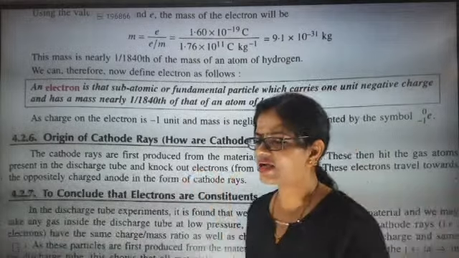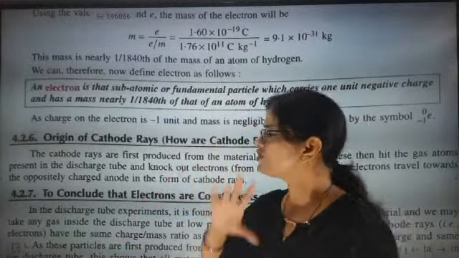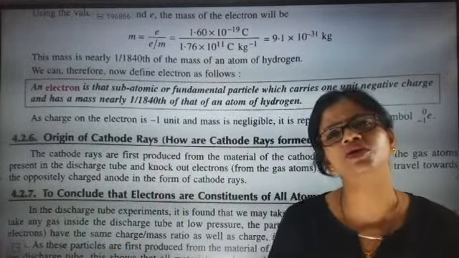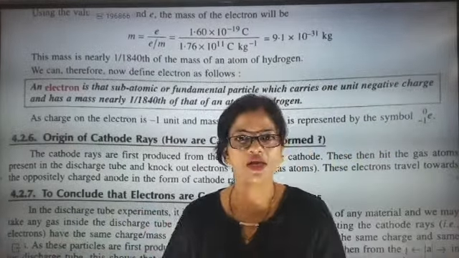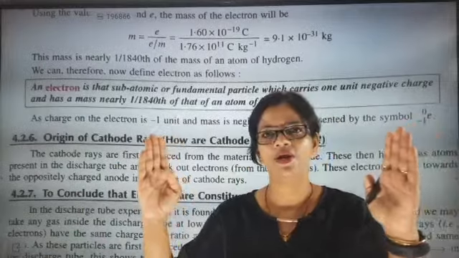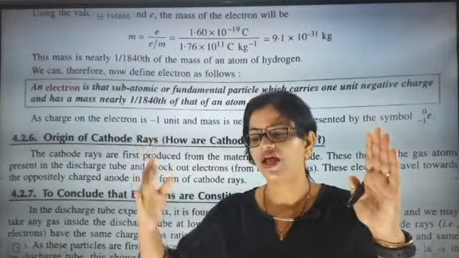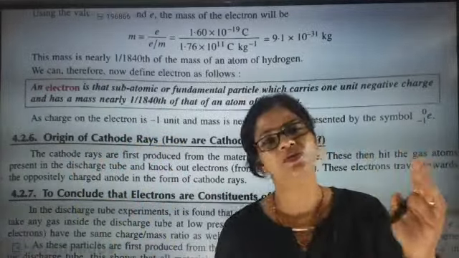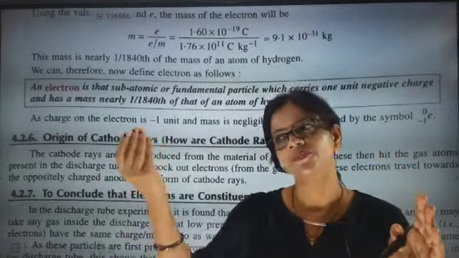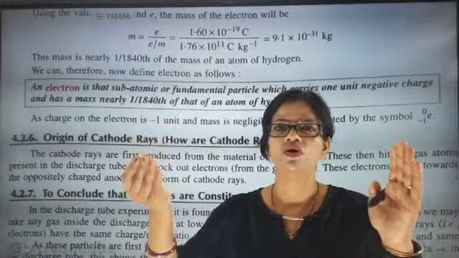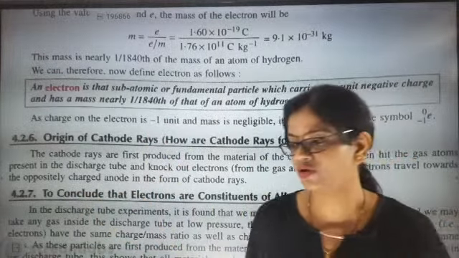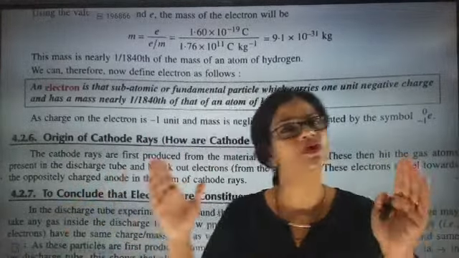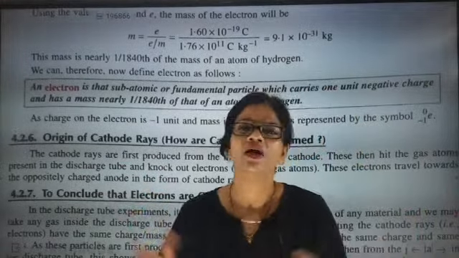So they are telling us the origin of cathode rays, how cathode rays came out. We took two electrodes, and a high amount of current was passed. Then from the cathode we saw a ray coming out, and that ray was named cathode rays. Since it is coming out from the cathode, it got its name cathode rays.